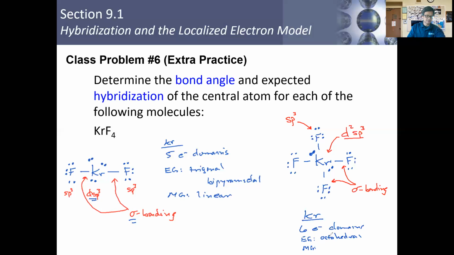The molecular geometry here is going to be a square planar molecular geometry. Okay. And so which is going to lead us then to a 90-degree bond angle between each one of these fluorines, and 180 degrees between these 2 lone pairs here.